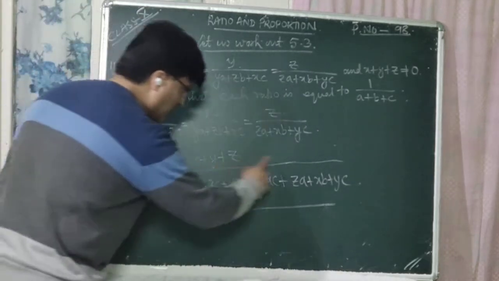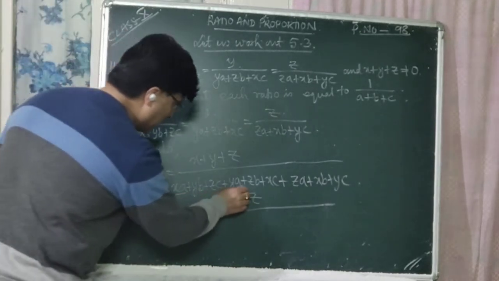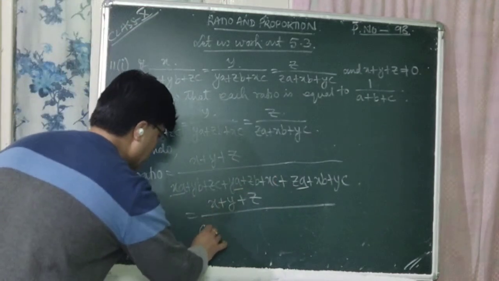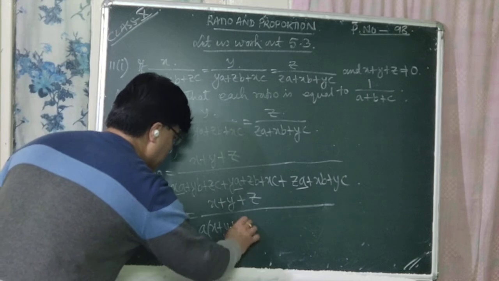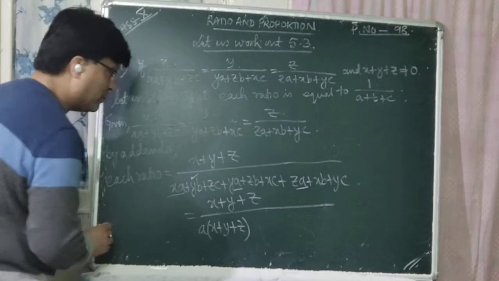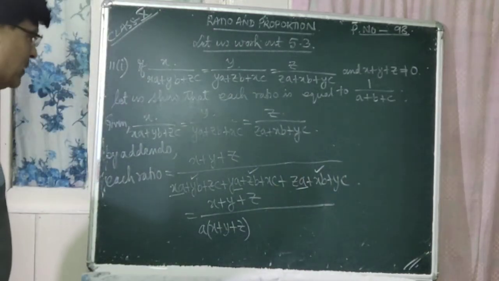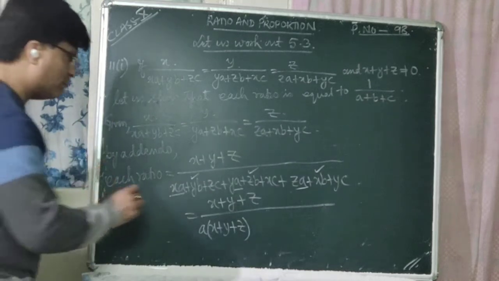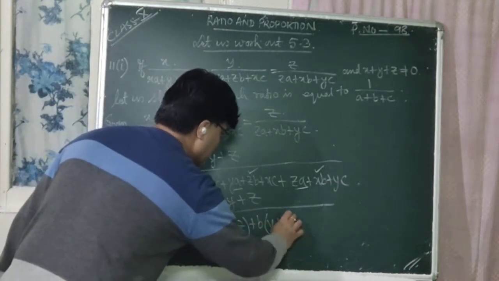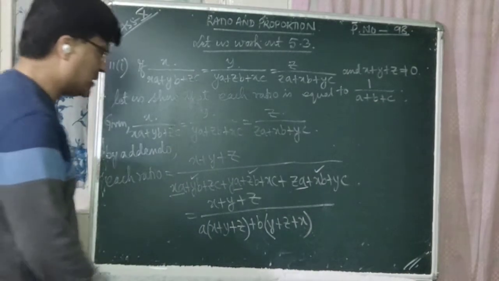So now here, let us factorize the expression in the denominator. So xa plus ya plus za, what is common here? It is a, isn't it? So a is taken common, within bracket we have x plus y plus z, right? Again from this, yb plus zb plus xb, what is common here? Again b is common out here. So what do we get within bracket? y plus z plus x, right?